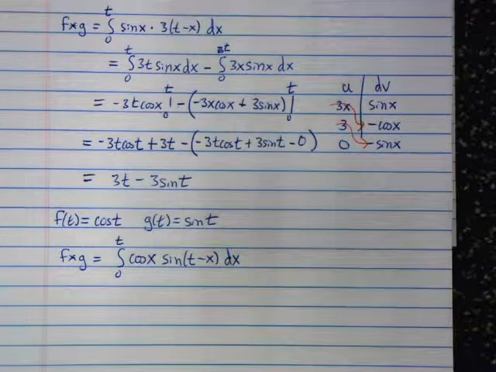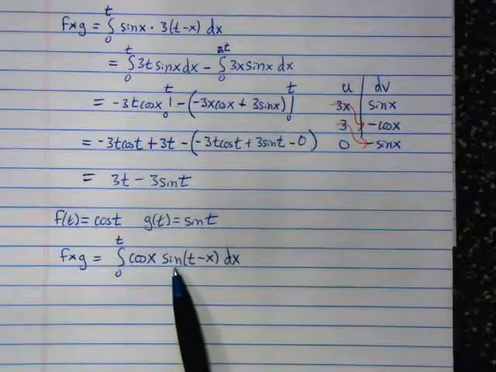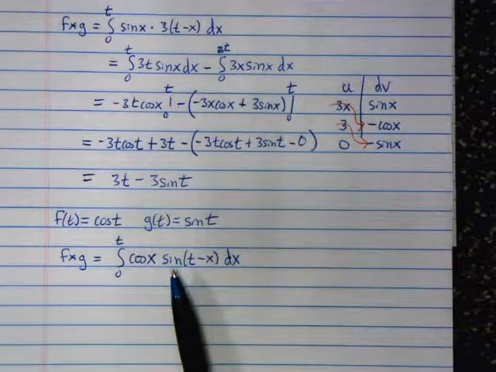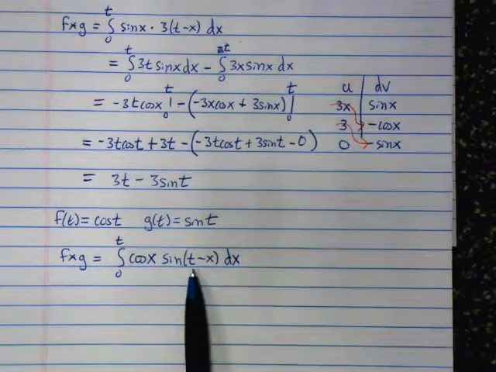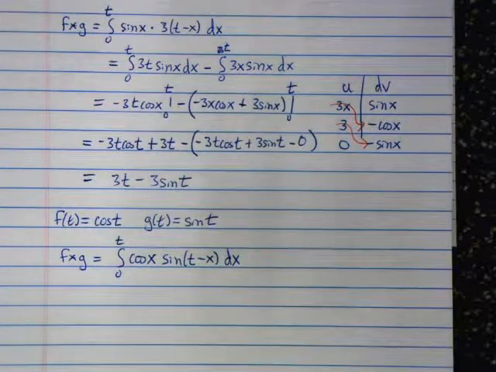How do you integrate that? Well, I can't distribute. Sine is a function. I'm not multiplying there. That's sine of t minus x. Integration by parts? Kind of. What would you let u be? Cosine x, and so dv would be sine of t minus x, and what's going to happen? It's not going to work out.